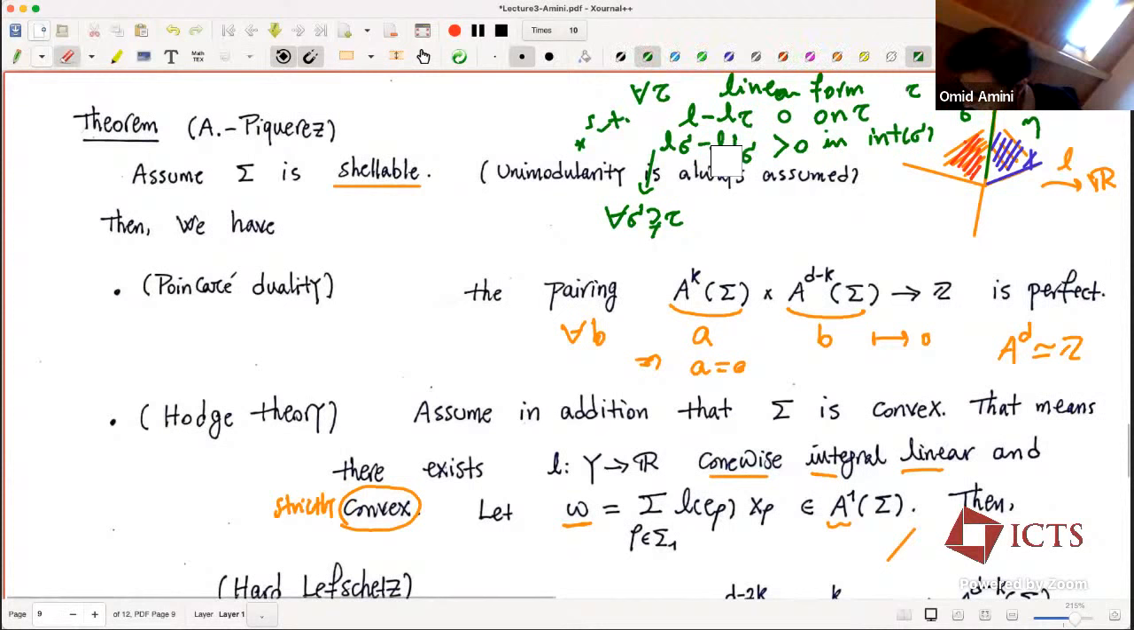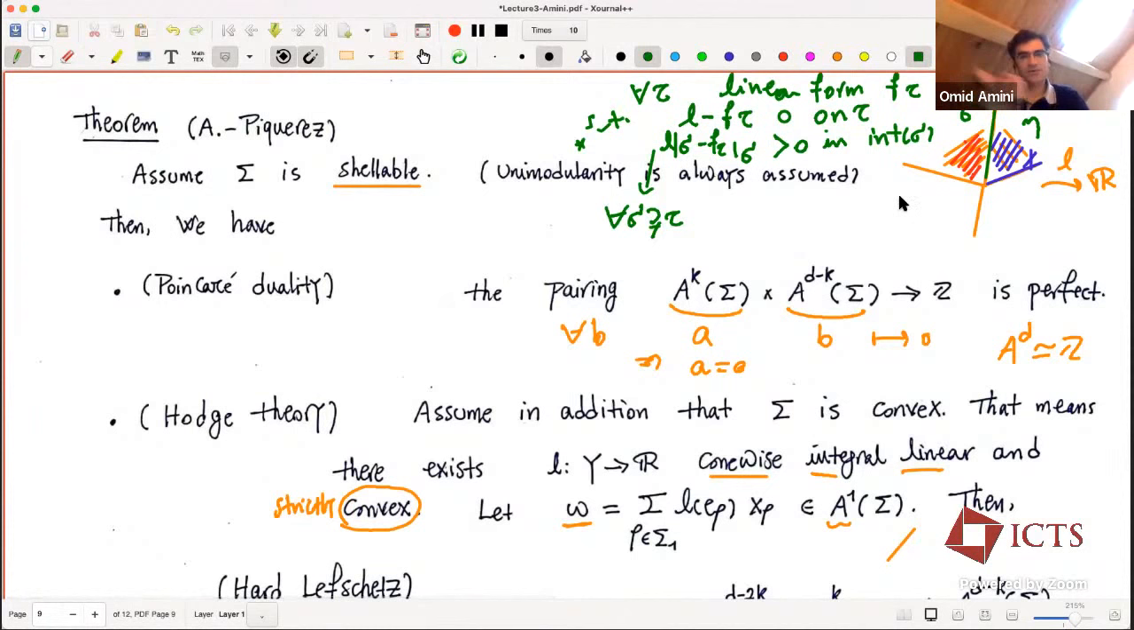So you can find a linear form F tau such that L minus F tau is zero on tau, and such that L restricted to sigma minus F tau restricted to sigma is strictly positive. You modify your function L by subtracting F tau, and this function is zero on tau, and it is strictly positive on everything which appears around tau.